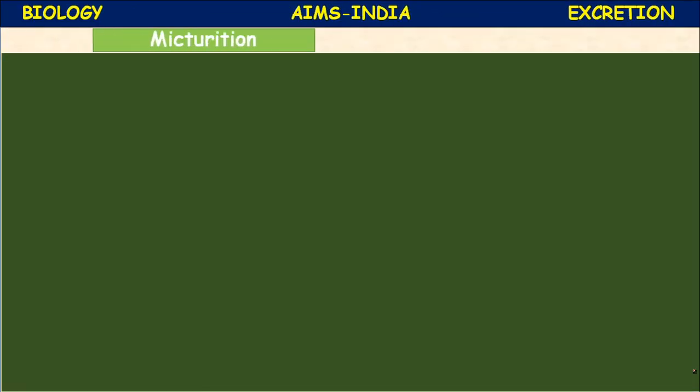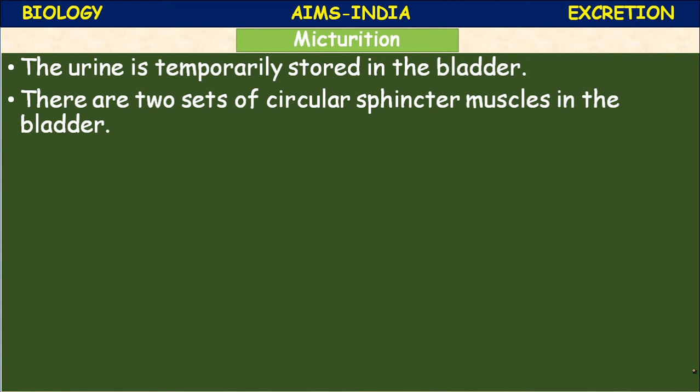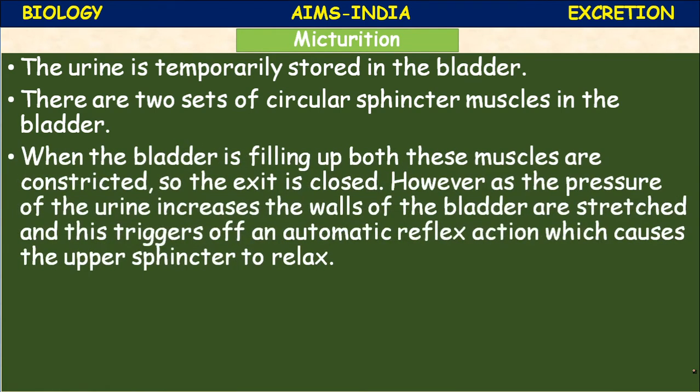Next, last step, the expel of urine. The urine is temporarily stored in the bladder, and there are two sets of circular sphincter muscles in the urinary bladder. When the bladder is filling up, both these muscles are constricted, so the exit is closed. However, as the pressure of the urine increases, the walls of the bladder are stretched, and this triggers an automatic reflex action which causes the upper sphincter to relax.